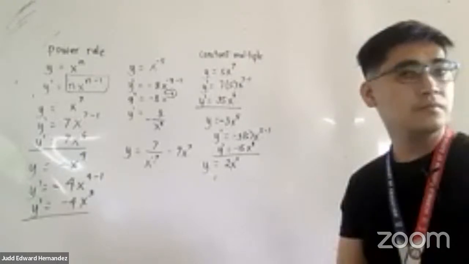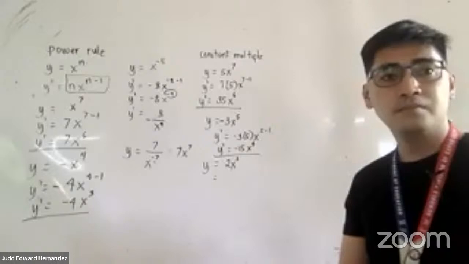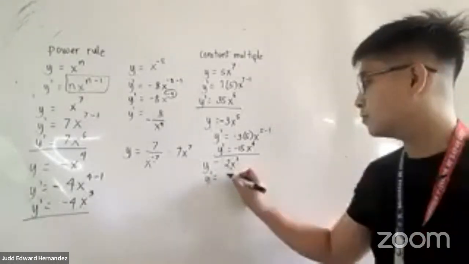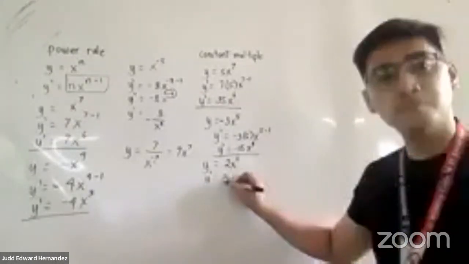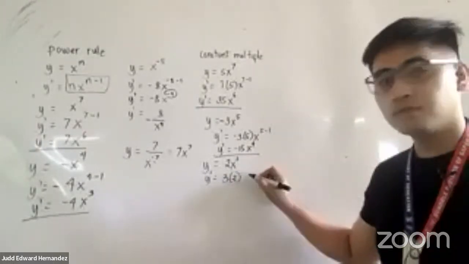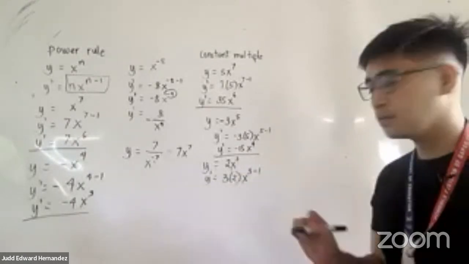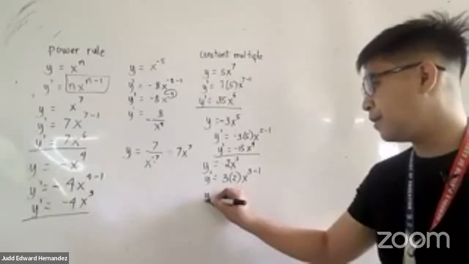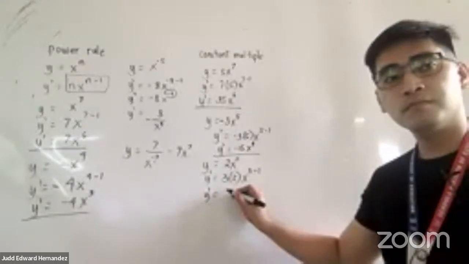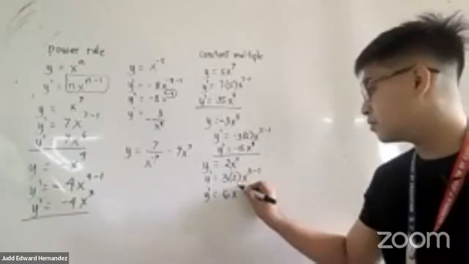Ako po ba? Yes po. Kasi y prime equals, ibababa po yung exponent 3 times dun po sa constant yung 2. Tapos po x raised to 3 minus 1 po. Then simplify. y prime equals 6x raised to 2 po.